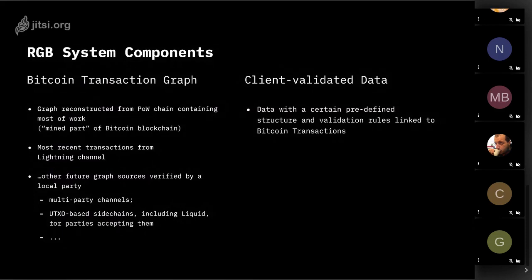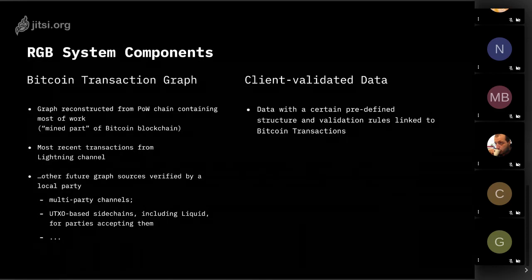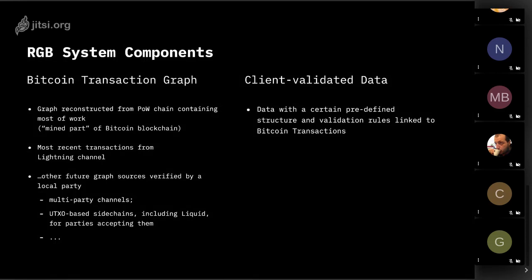So the first set of components is based on the Bitcoin transaction graph. Basically, we are not limited here only to the Bitcoin blockchain or Lightning Network. We can say that it works in the same way on Liquid or other UTXO-based sidechains, or it will work on future multi-party Lightning channels or other types of channels that might be invented, as long as there is a Bitcoin transaction that can be validated with the Bitcoin Core consensus rules. RGB will work on top of this system.